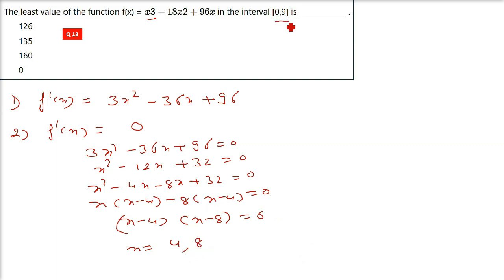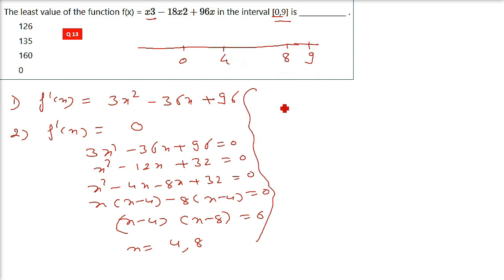When you equate it to 0, 4 and 8 are coming and they are inside 0 to 9. In the previous question minus half was outside the interval. Here 4 and 8 are inside the interval. So you have 2 more critical points, 4 and 8, to be checked. Because the question is asking about the least value of the function in this interval, and there are 2 critical points along with the end points 0 and 9, we are going to place these values in the original function.